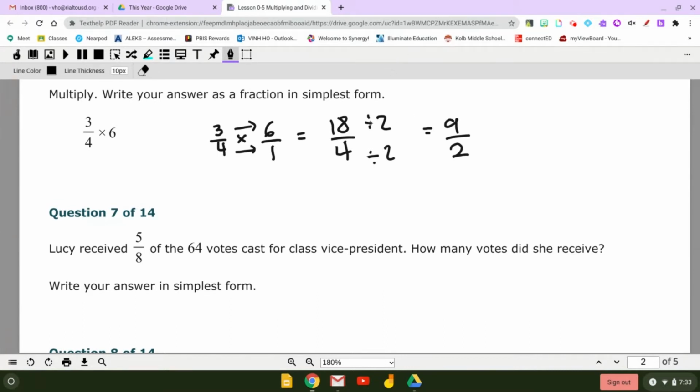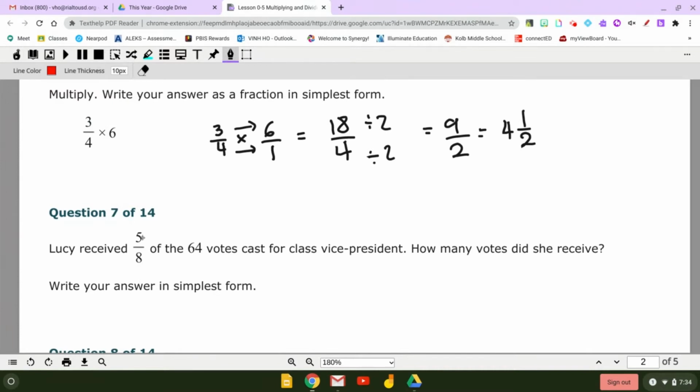All right. It depends. Sometimes they may want you to write it as a mixed number, so that will be 4.5. Okay. So either one is still good, but pay attention on the Aleks to see which answer they want you to put in the answer box. All right. So next one.